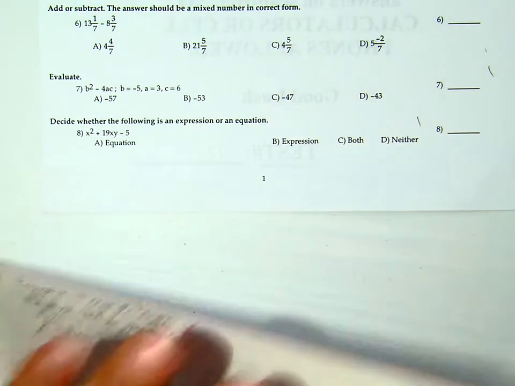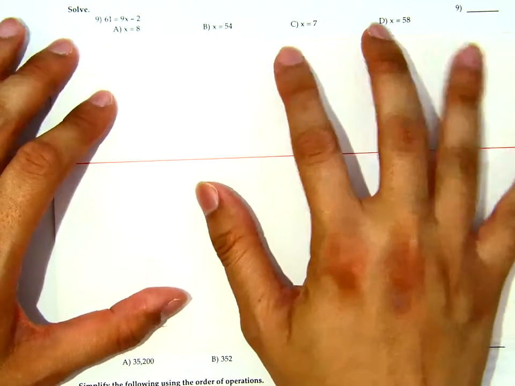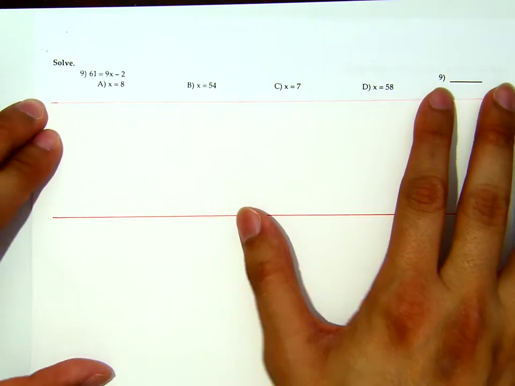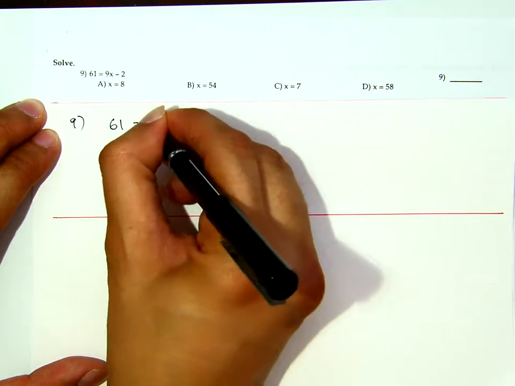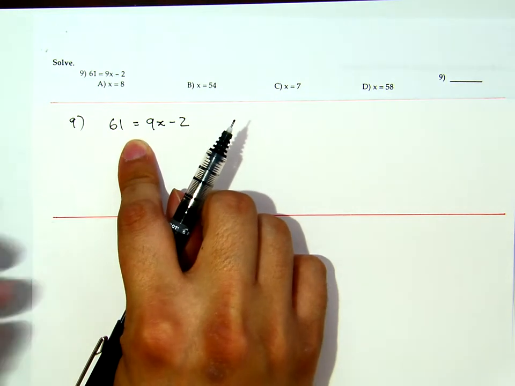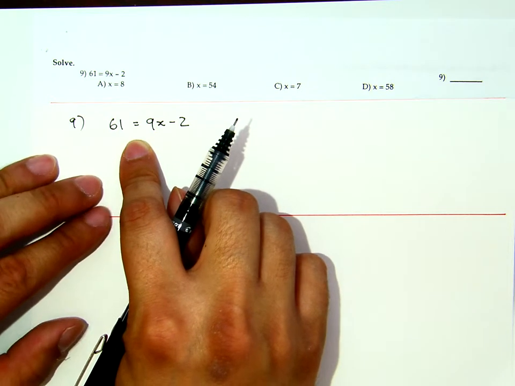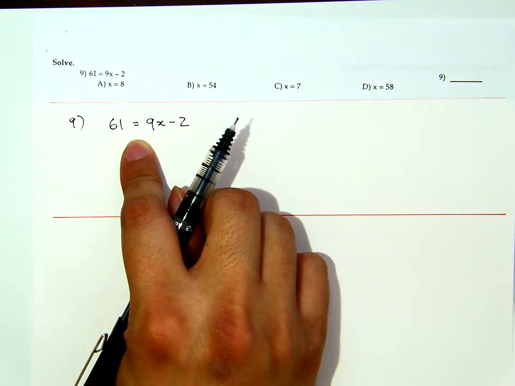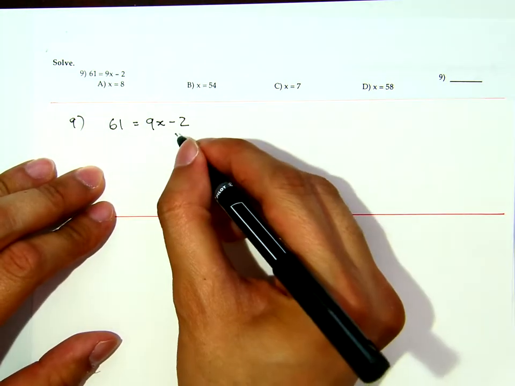Now let's see number 9. Number 9, we will solve this equation: 61 equals 9x minus 2. You see, this is an equation because you have an equal sign between. And usually, if you have an equation, the question they ask you to do is to solve it. Expression, you simplify. Equation, you solve. Now, let's start.